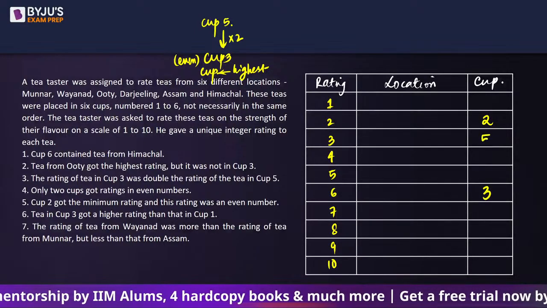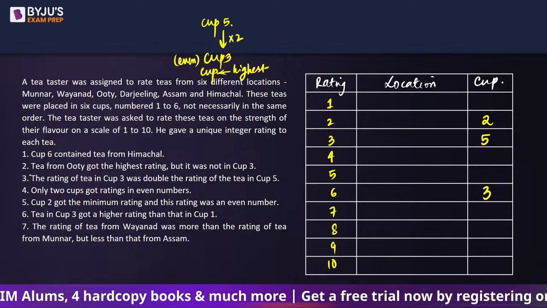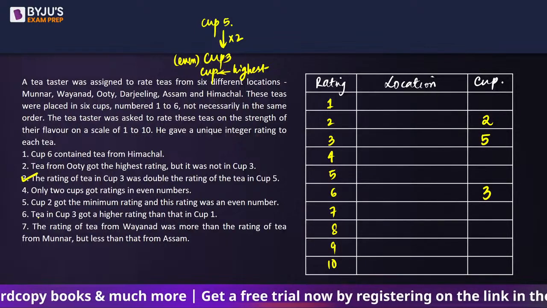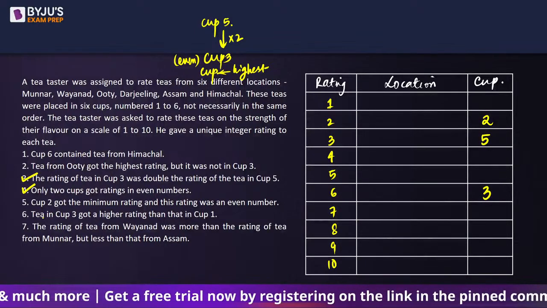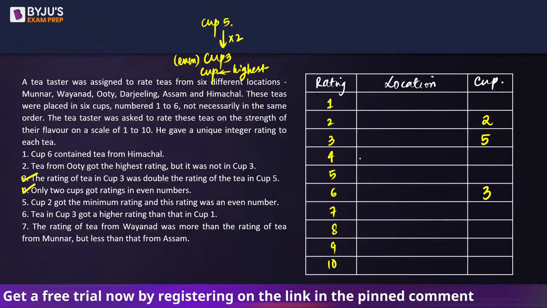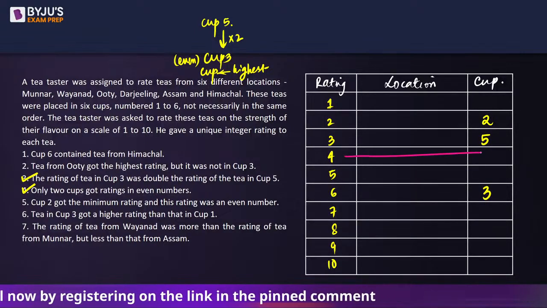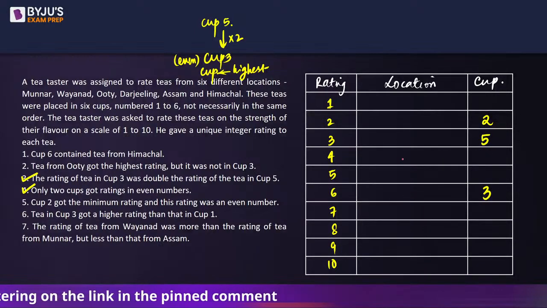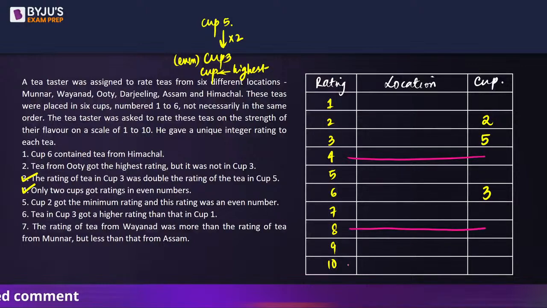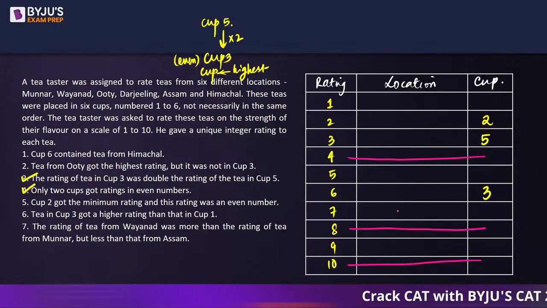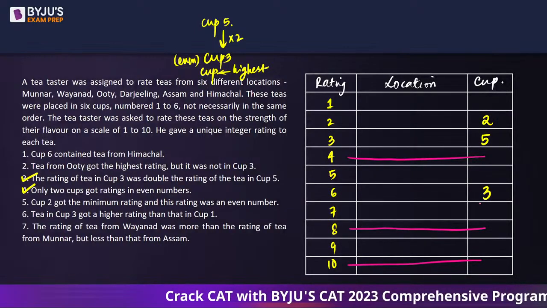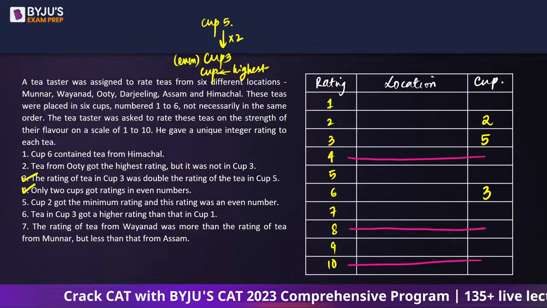That means cup 5 is going to be definitely 3. So we are done with cup 3 was double. Only 2 cups got ratings in even numbers. That means we can actually eliminate rating number 4. You can't have even rating anymore. So these are done. So we are left with 1, 5, 7 and 9. So 4 more ratings are left, and we have 3 cups to be placed. Okay, we will look into it.